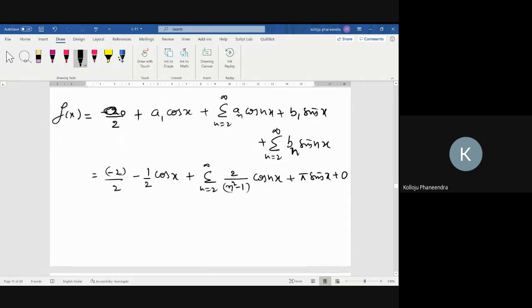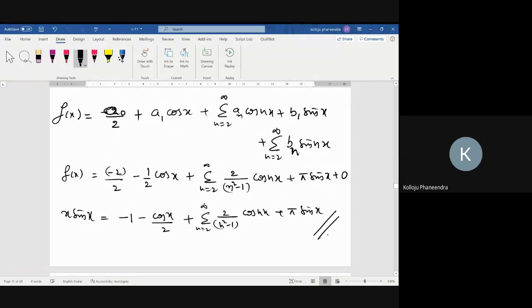Right? Therefore, what is this? This is f of x. And what is f of x? Actually it is x into sin x. This is minus 1 minus cos x by 2 plus summation n is 2 to infinity 2 by n square minus 1 cos nx plus pi sin x. This is the required Fourier series. Okay, this is the problem, and I think you got the logic.